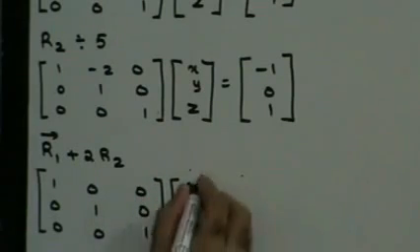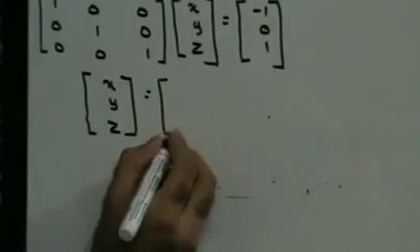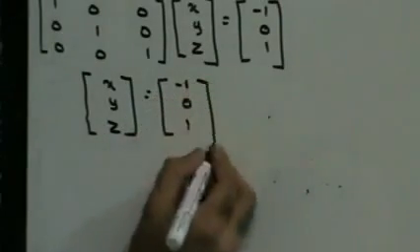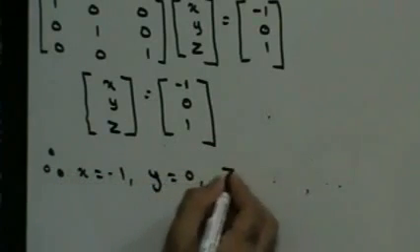So this is going to be R1 minus 2 plus 2. We get 1, 0, 0, 0, 1, 0, 0, 0, 1 times X, Y, Z is equal to minus 1, 0, 1. Right? Now this is an identity matrix. That means I can therefore say that X, Y, Z is equal to minus 1, 0, 1. Therefore you could say that X is equal to minus 1, Y is equal to 0, and Z is equal to 1.